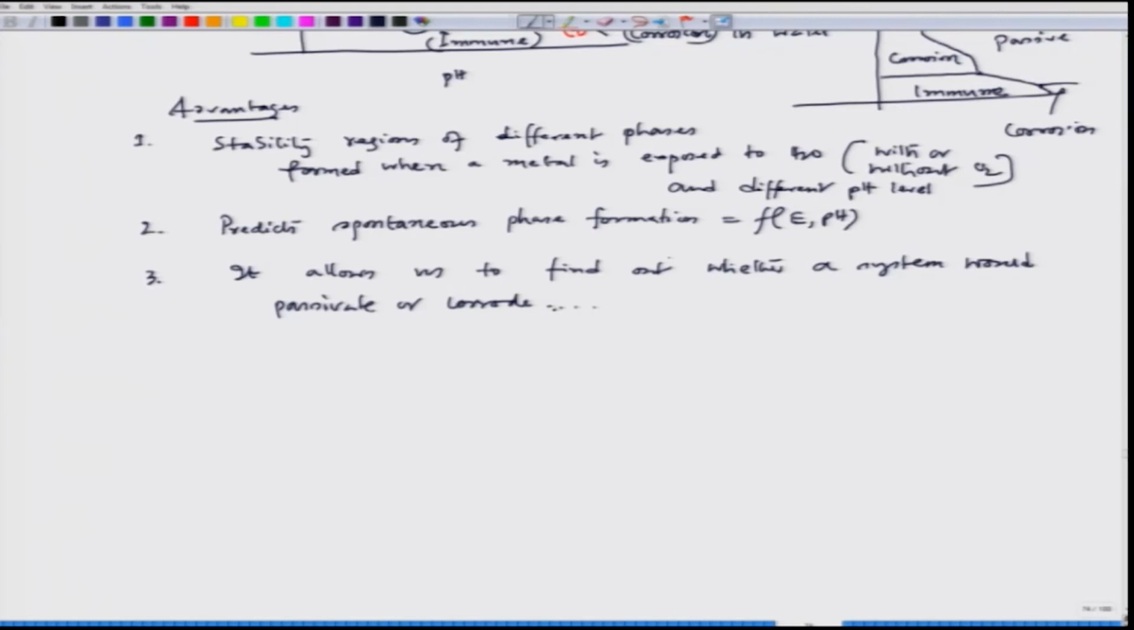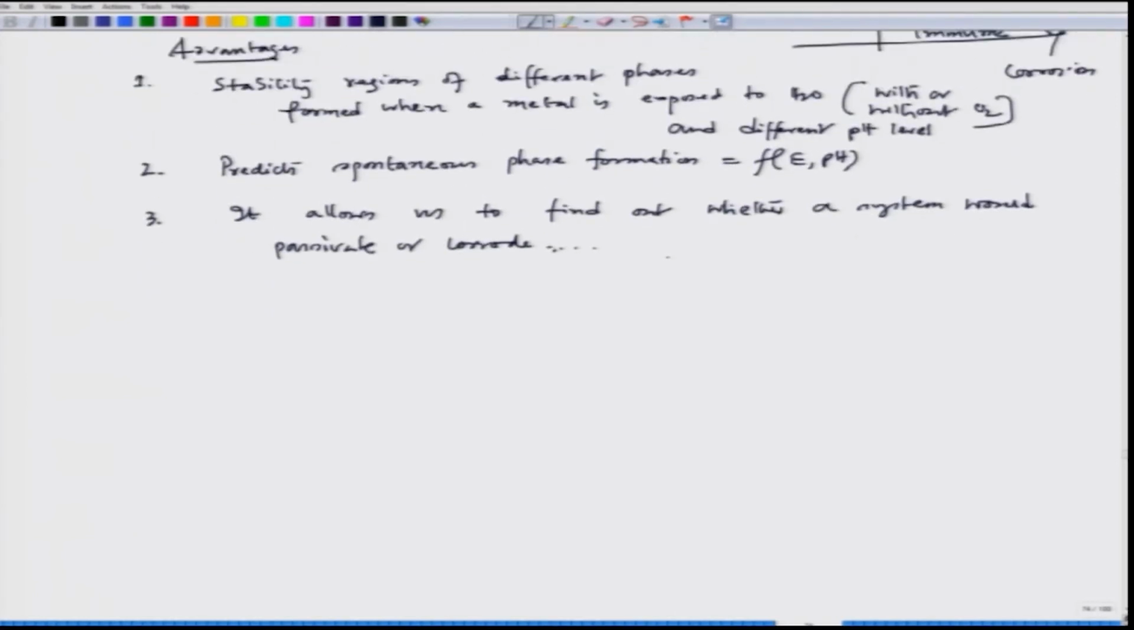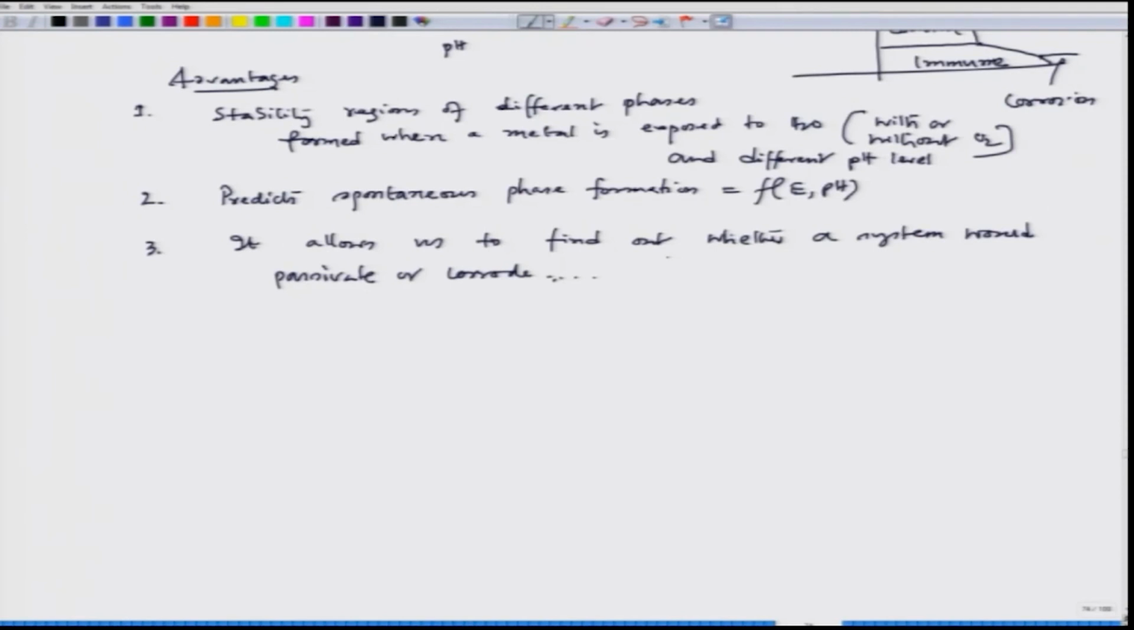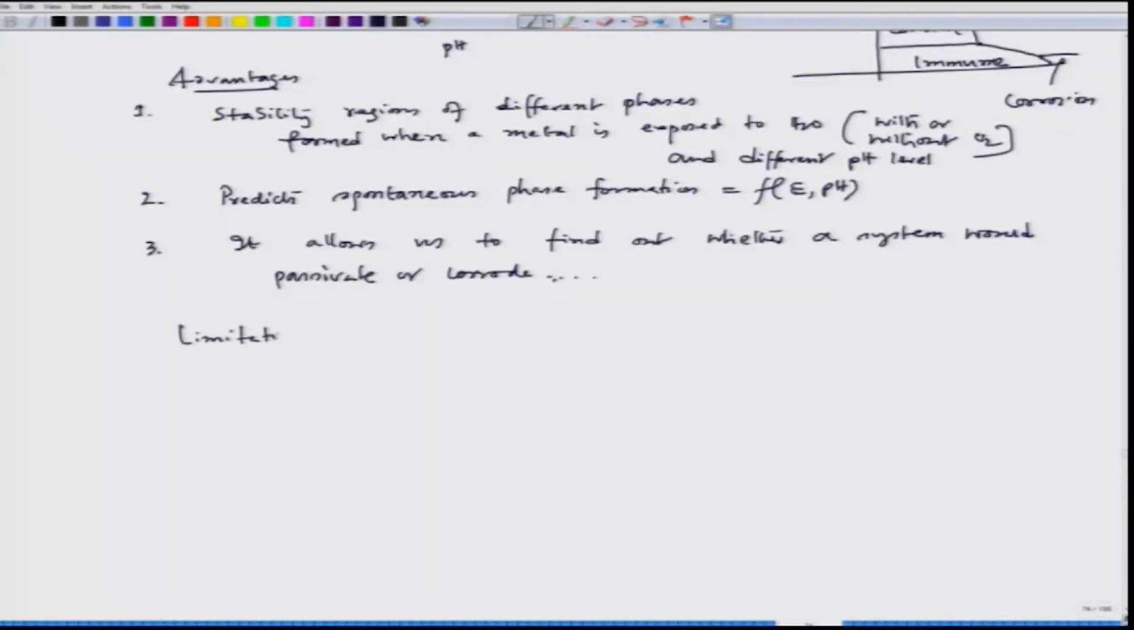Now, these are some of the advantages, the information that we get, but there are many things that we do not get from a Pourbaix diagram. Now, what are the limitations? The first limitation is that this is definitely a thermodynamic plot, so you only need the chemical potential. Whenever a thermodynamic plot is given, it cannot give you any information about the rate of reaction.